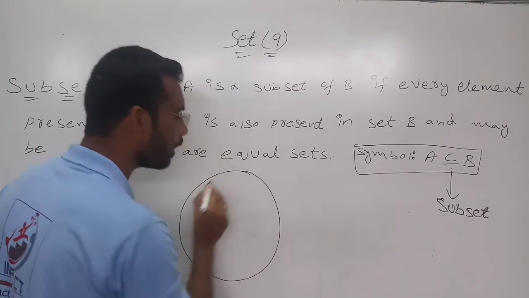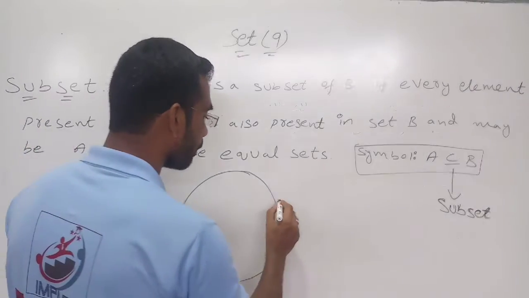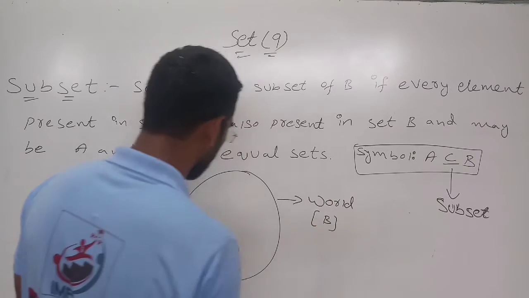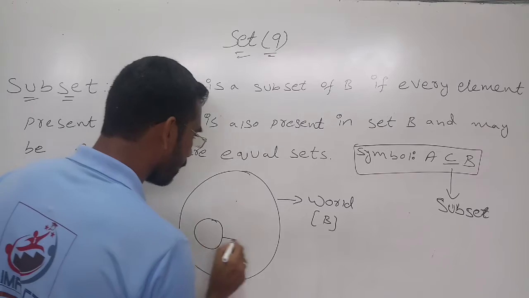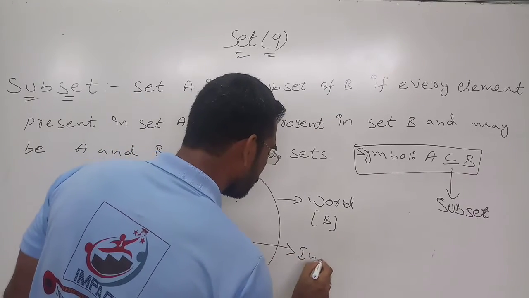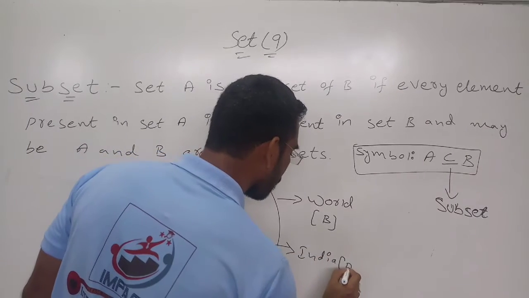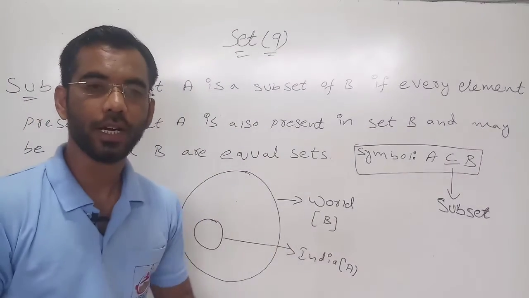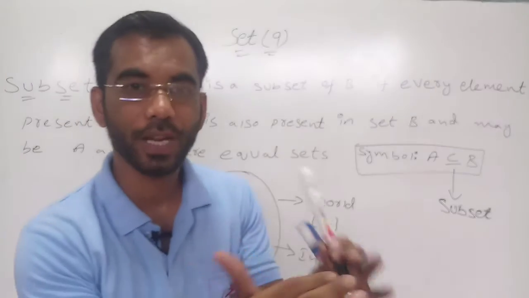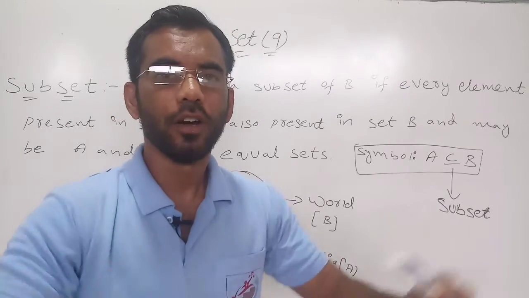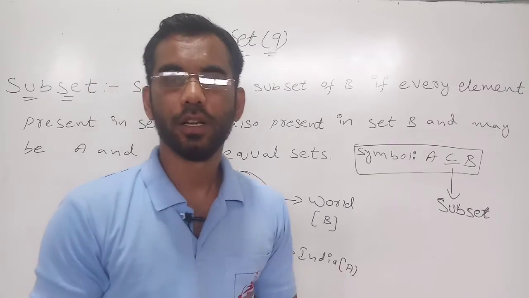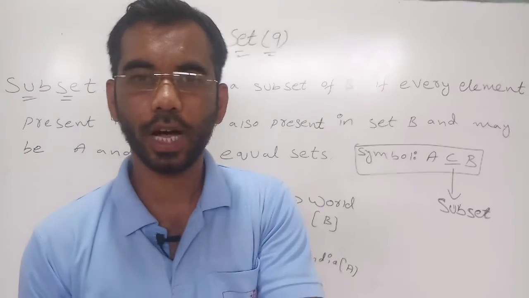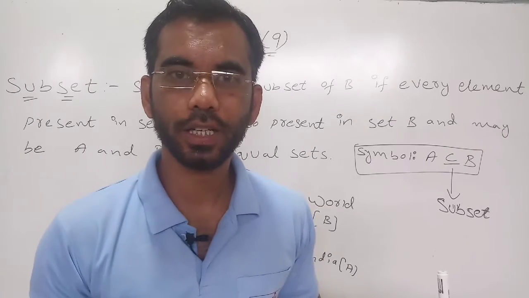Example: take set B as world, and set A as India. That means India is a subset of world. India is present in the world. All the states, districts, cities, whatever it may be, that are present in India, are present in the world.